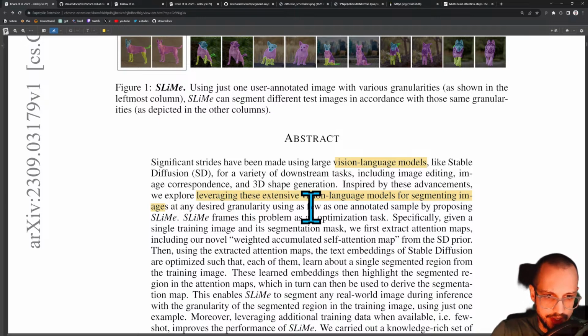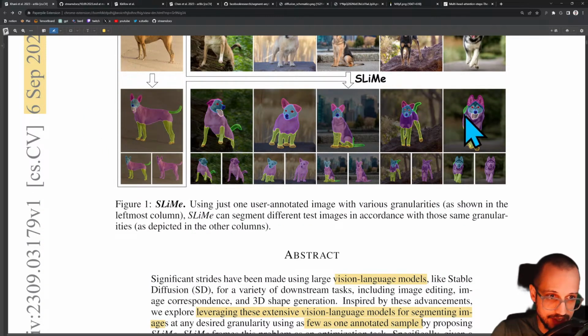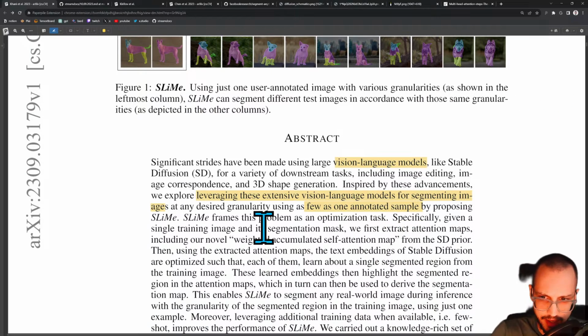At any desired granularity, using as few as one annotated example. So you literally just give it one example, and then it'll basically understand what you're doing at an almost semantic high level. It's like, oh, okay, I see what you're doing. You're segmenting out the body and then the legs and so on. Okay, I can do that too, and it can do that. SLiMe frames this problem as an optimization task, specifically given a single training image and its segmentation mask. Right, so that's all you need. It's basically one-shot from that.